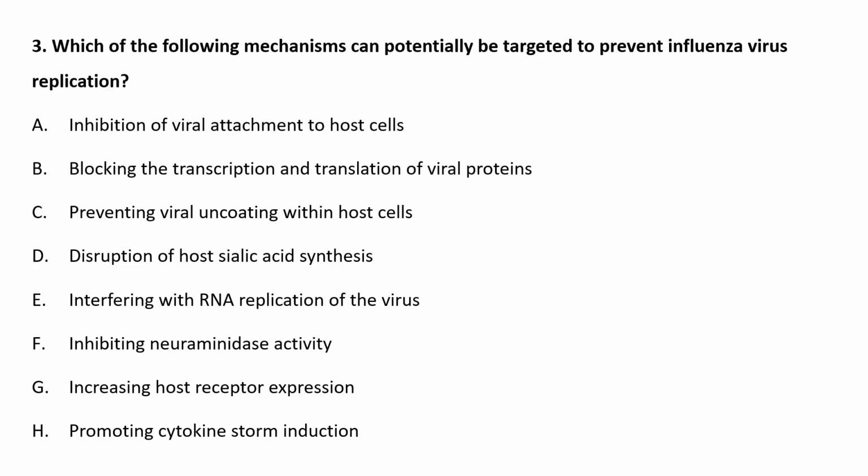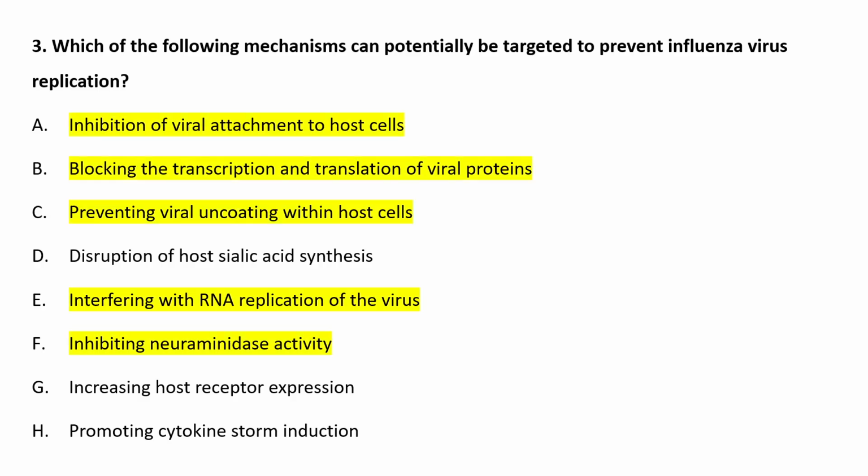The third one is which of the following mechanisms can potentially be targeted to prevent influenza virus replication? Inhibition of viral attachment to the host cell, blocking the transcription and translation of viral protein, preventing viral uncoating within the host cell, interfering with RNA replication of the virus, inhibiting neuraminidase activity. We cannot disrupt the host sialic acid synthesis, and we cannot increase the host receptor expression and promote cytokine storm induction.